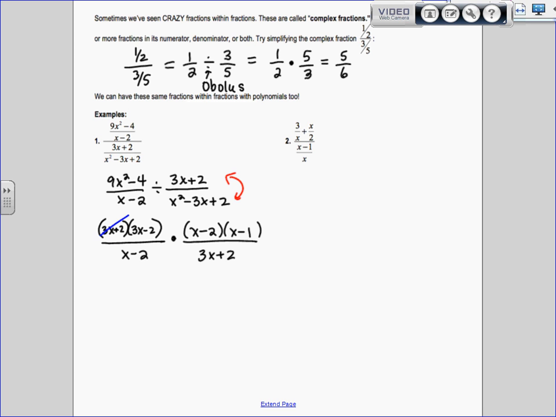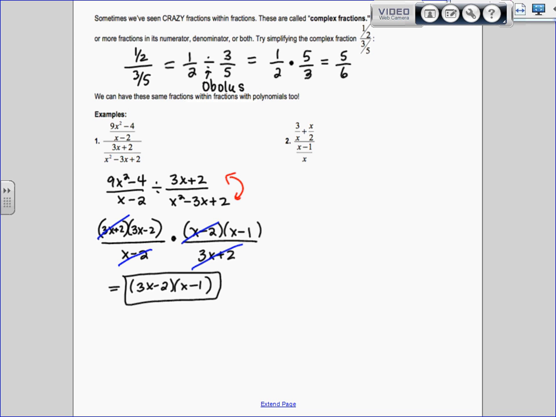Lots of canceling. 3x plus 2, 3x plus 2. X minus 2, x minus 2. We end up with two things that are on the top, so it's just 3x minus 2 times x minus 1, and we don't write over 1. We just leave it like that. Okay? And remember, I always leave it in the factored form. Don't multiply it out if you don't have to.